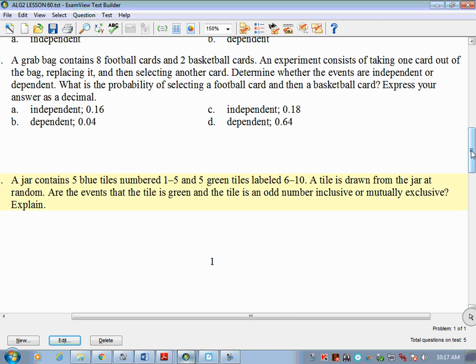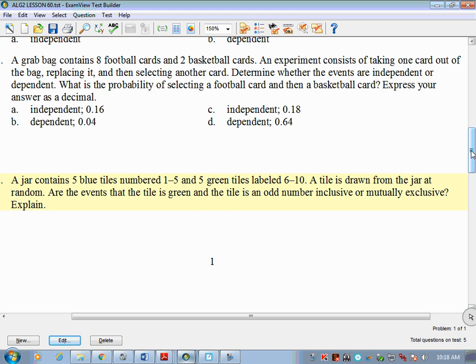A grab bag contains 8 football cards, 2 basketball cards. An experiment consists of taking 1 card out of the bag, replacing it, then selecting another card. Determine whether the events are independent or dependent. What is the probability of selecting a football card and then selecting a basketball card? Express your answer as a decimal. So let's start off. Are these dependent or independent events? Independent. Because I did what? I replaced the card.